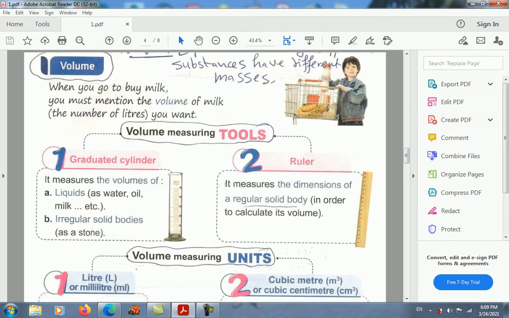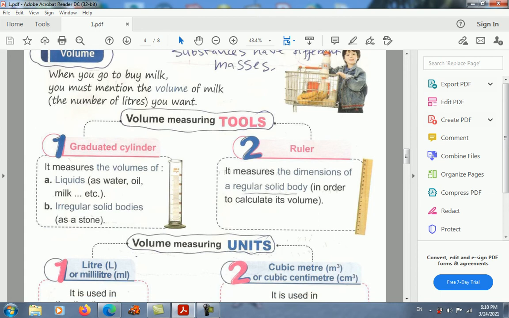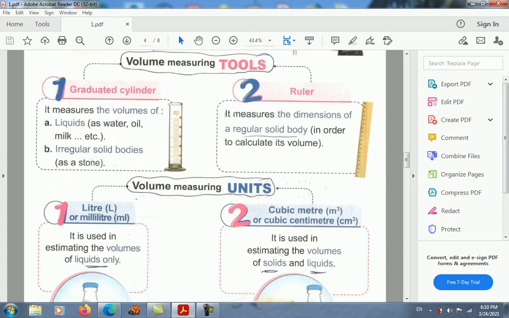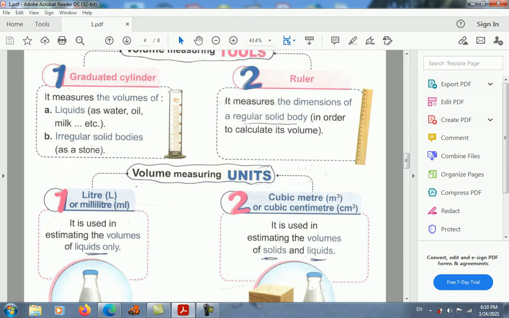Volume. When you go to buy milk, you must mention the volume of milk or the number of liters you want. So the volume measuring tools are: number one, graduated cylinder. It measures the volume of A, liquids as water, oil, milk, etc., or B, irregular solid bodies as a stone. Number two, ruler. It measures the dimensions of a regular solid body in order to calculate its volume.